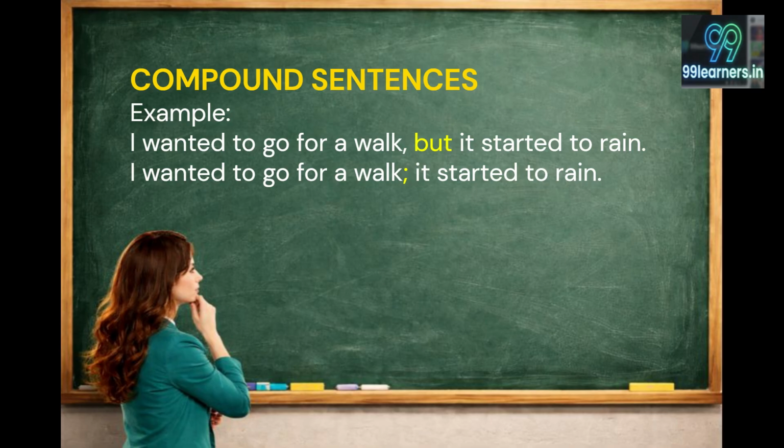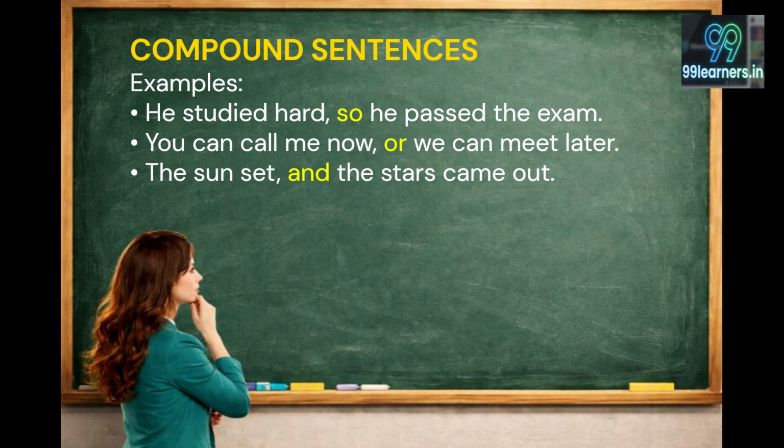Or use a semicolon when the two clauses are closely related. Example: "I wanted to go for a walk; it started to rain." More examples: "He studied hard, so he passed the exam." "You can call me now, or we can meet later." "The sun set, and the stars came out." Punctuation tip: when you join two full sentences with a coordinating conjunction, put a comma before the conjunction. If you use a semicolon, no conjunction is needed, but both clauses should be closely connected.